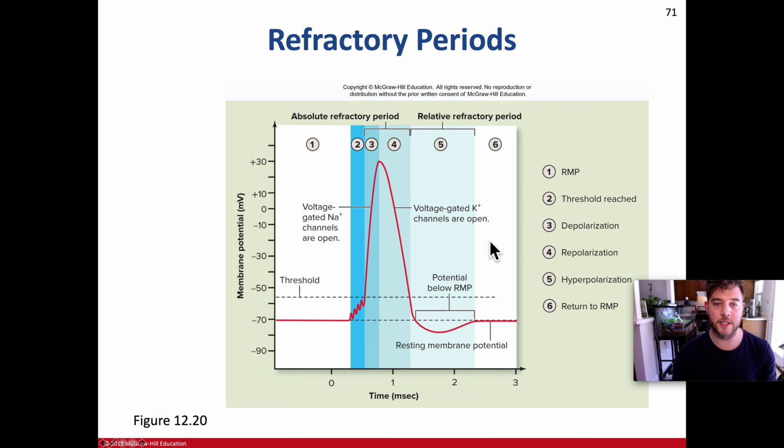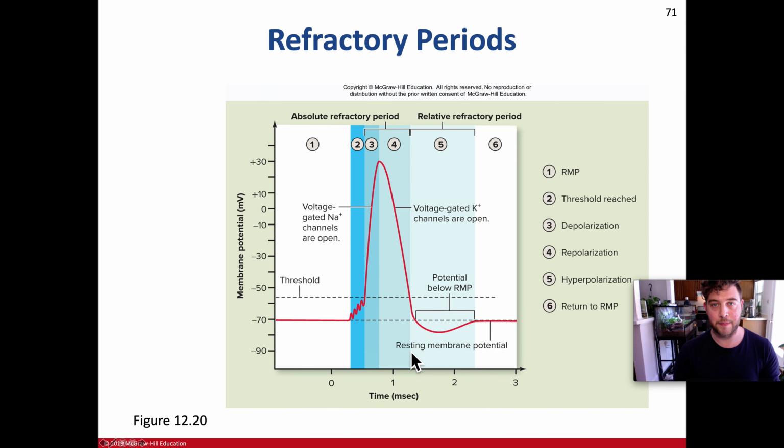So here is this image. Right here, during our depolarization and repolarization phases in this 3 and 4, this is our absolute refractory period. This is when our sodium channels are still open, so they can't be opened anymore. And this is when they're going to be inactivated, so they haven't quite reset yet. It's only until we get below our threshold value that our sodium channels start to reset and they can actually be depolarized again.